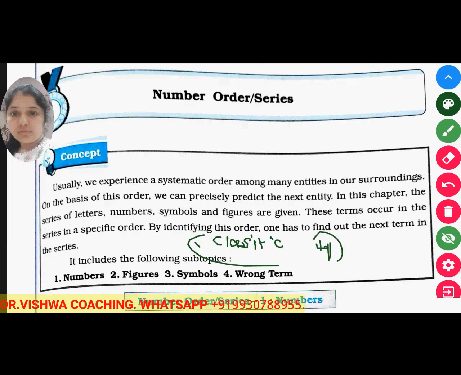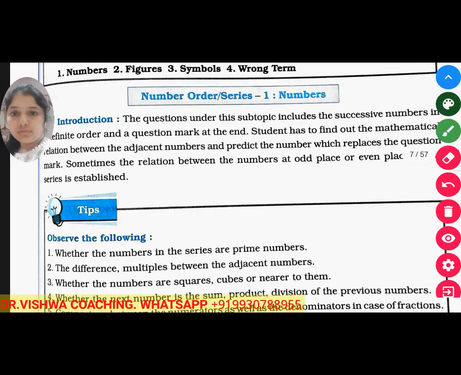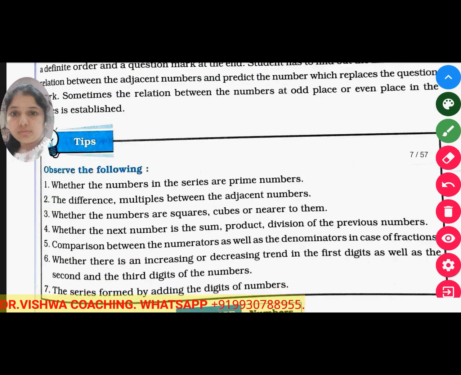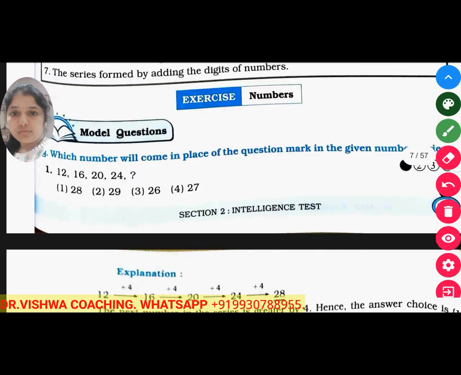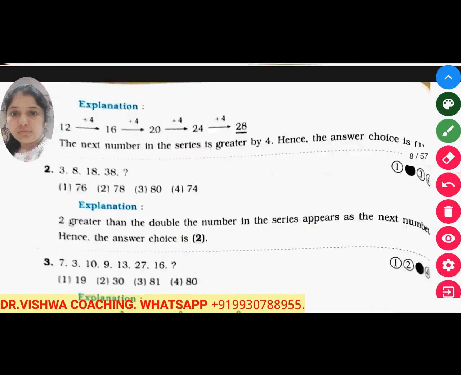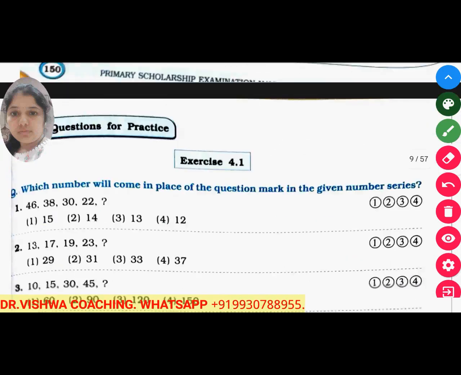And now for series and order, the numbers are in a particular series or order, and we have to find out the wrong term, or find the next number in the order, or find the next figure or next symbol in the given order. Again the same thing: prime numbers, squares, triangular numbers, cubes of numbers, everything you should know before you solve the sums regarding this topic. Okay, so now we will directly move to the practice exercise.